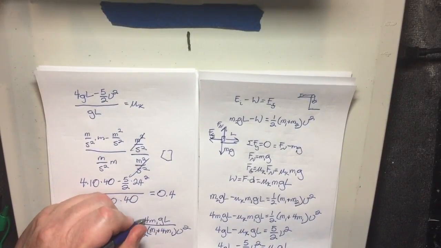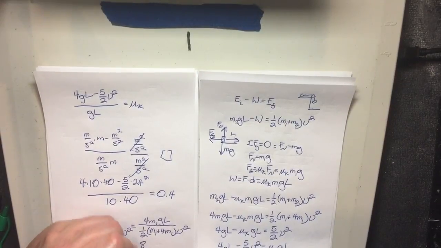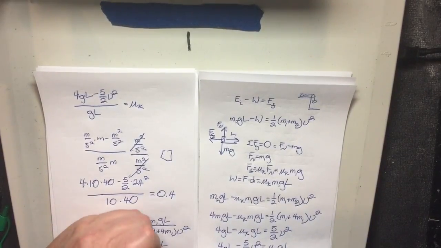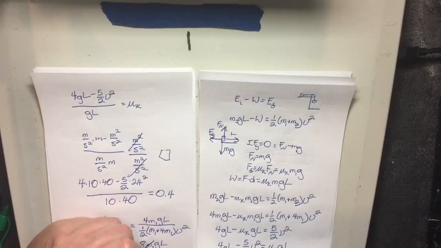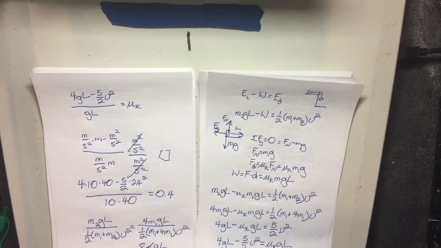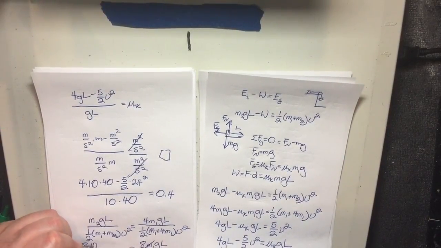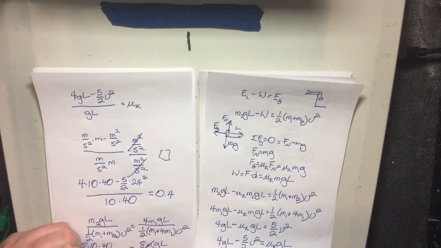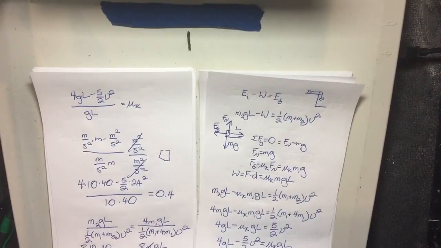That 2 comes up, becomes 8. M1 plus 4M1 is 5M1. And once again, the M's cancel. And you're left with 8 times 10 times 40 divided by 5 times 24 squared. 40 divided by 5 is 8, so 64 times 10 divided by 24 squared.